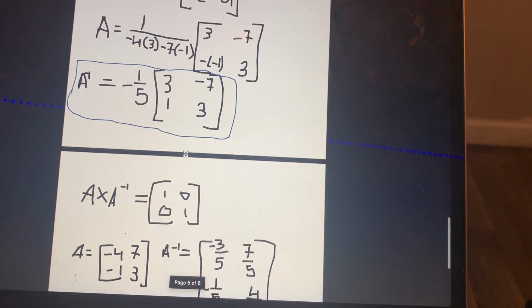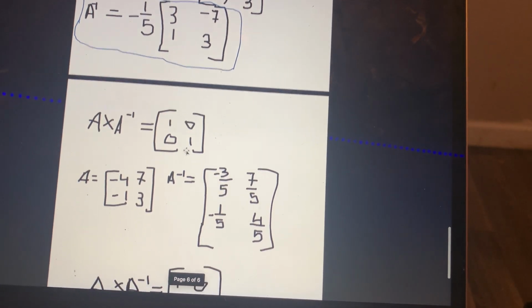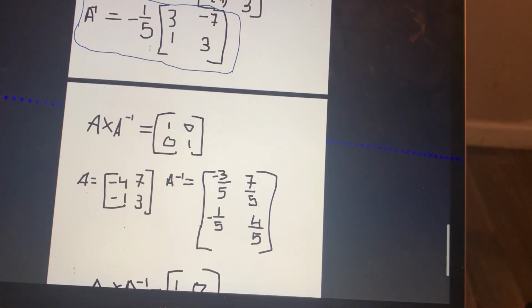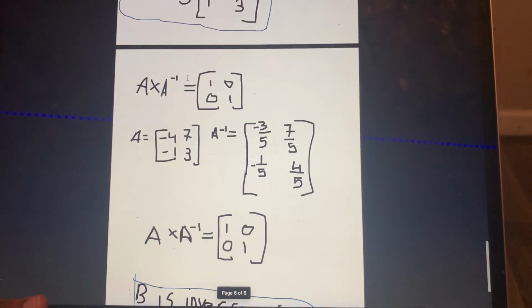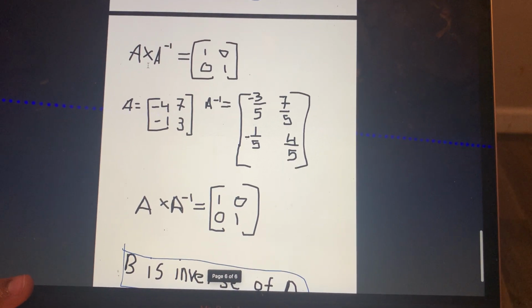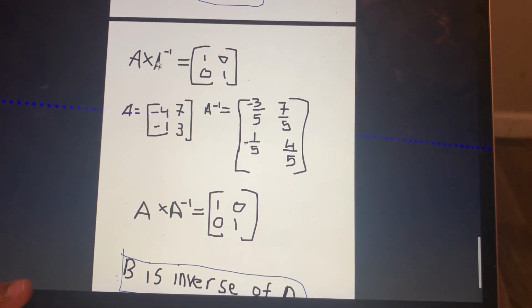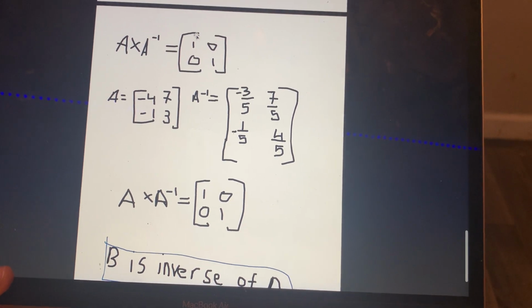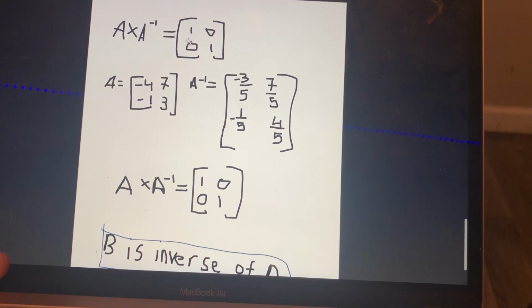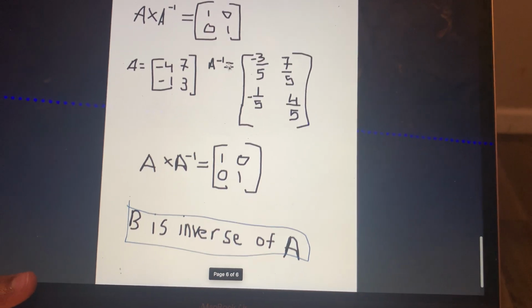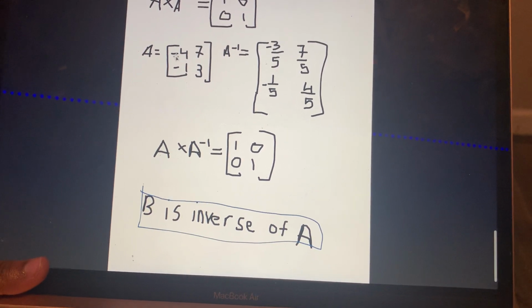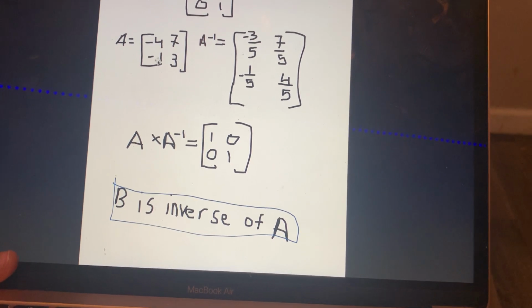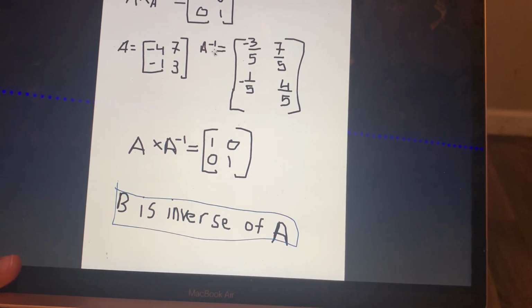Now I've watched some YouTube videos to further simplify this and ensure that the inverse that we've been given is correct. And one way that I've learned that we can do that is multiply matrix A by its inverse. And if we do that, we'd have to get the form of the matrix being 1, 0, 0, 1. Now in order to do that, what I've done here is I've multiplied matrix A, which was negative 4, 7, negative 1, and 3, and A inverse.